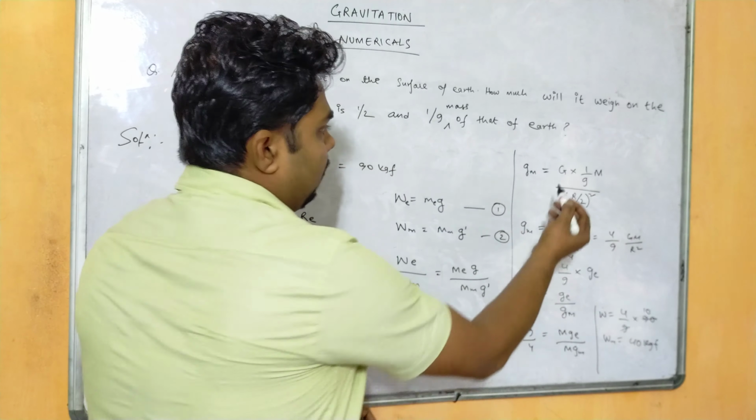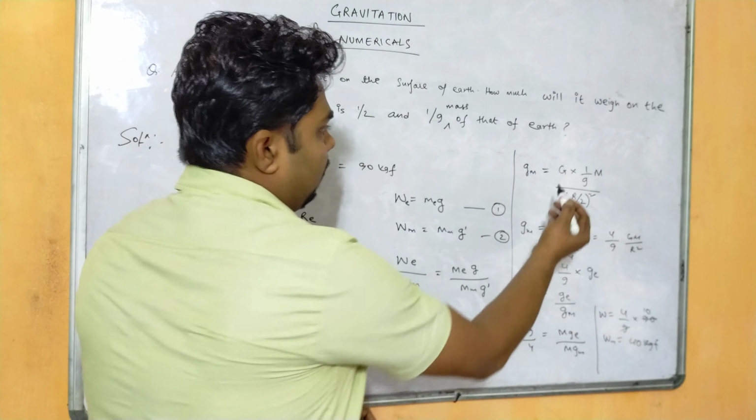So on the screen you can see question number 8. This is the question you will be solving. It is the same question which I have solved on the board. A body weighs 36 kg weight on the surface of Earth. How much will it weigh on the surface of a planet whose mass is 1 by 9 and radius is 1 by 2 of that of Earth? That means a similar type of question.